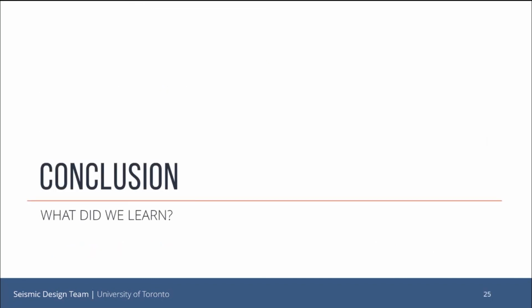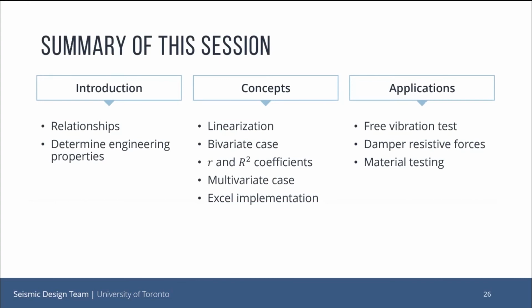We've basically reached the end of the presentation. Just to recap, what did we learn? We learned why we're doing regression, or why it exists. Supporting that are some of the concepts that we discussed: linearizing data, the bivariate and multivariate cases, and coefficients, where the only coefficient we actually care about is R², and how to implement these in Excel. We also looked at a couple of applications.